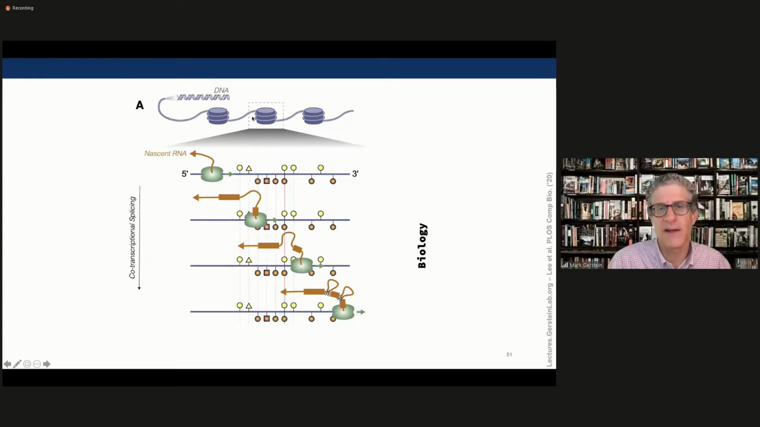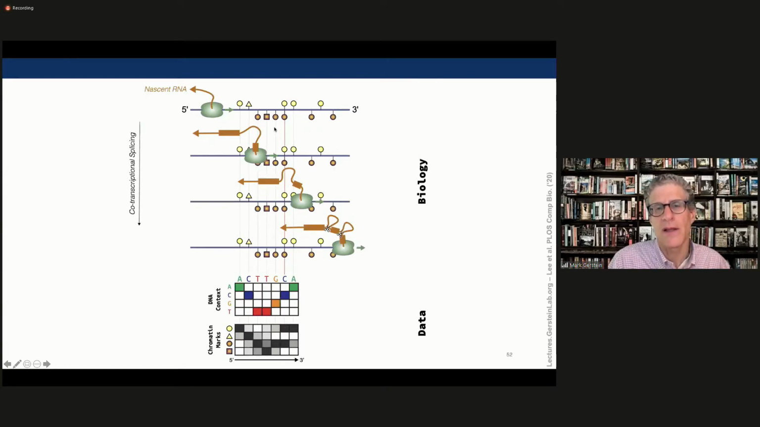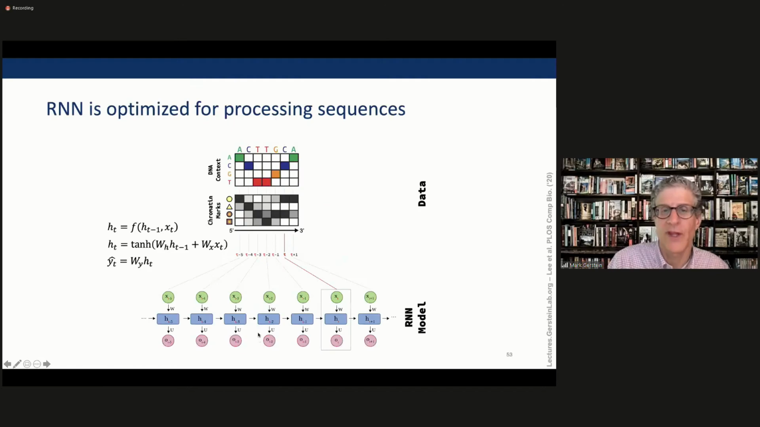So here's again the process of splicing. Here's our DNA, and here we think of the polymerase coming through. And here are all the different epigenetic marks we might imagine on the DNA. And now what we're going to do is think about encoding this in a system. You can think of it as a bunch of grids, where for each nucleotide we're going to encode what that nucleotide is, and we can use one-hot encoding for that. And then we're also going to encode in another grid the chromatin marks at that position. And then we're going to use this recurrent neural network model.